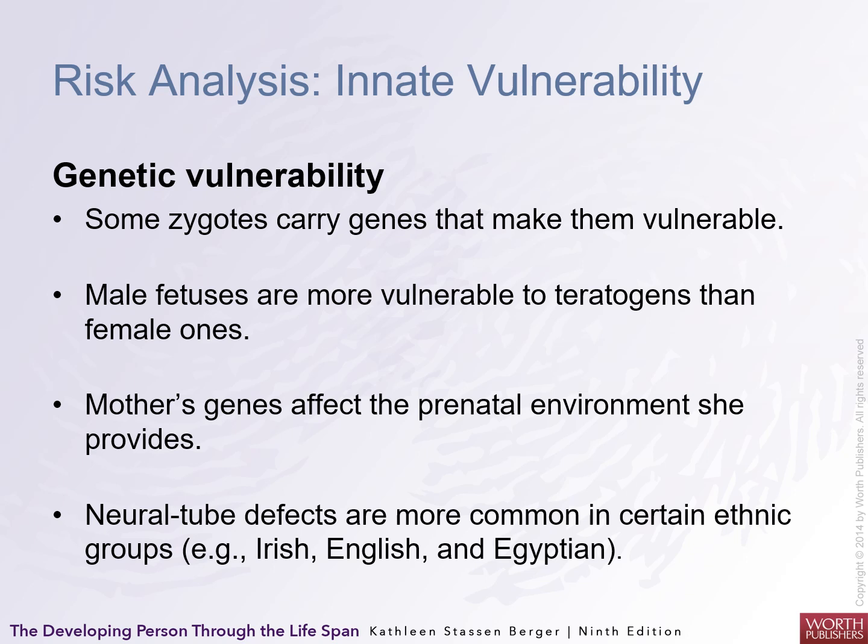Risk analysis also looks at innate vulnerability, which in effect is the genetic vulnerability. Some zygotes carry genes that make them vulnerable. Male fetuses are more vulnerable to teratogens than females are. The mother's genes affect the prenatal environment far more than the father's genes because she's carrying the fetus around. And of course, there are examples of that, including neural tube defects like spina bifida, and some that are more common in different ethnic groups like the Irish and English, and certain Egyptian groups of people.